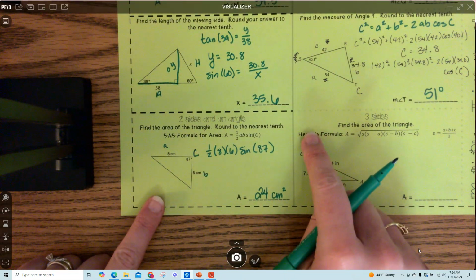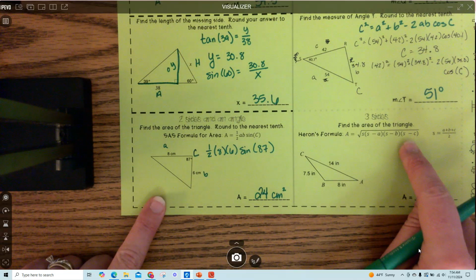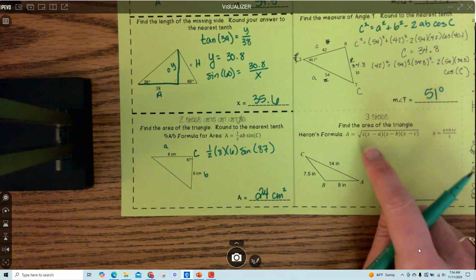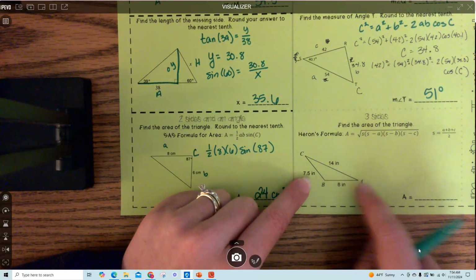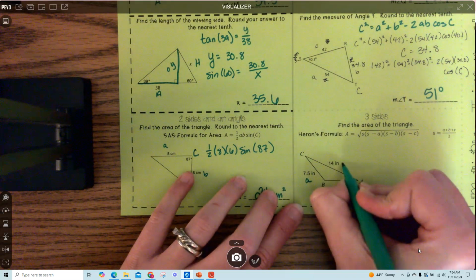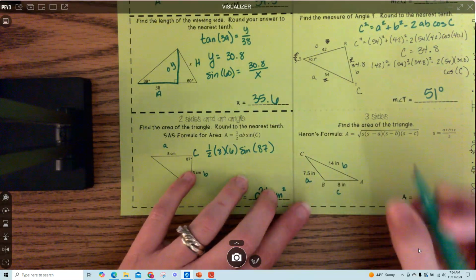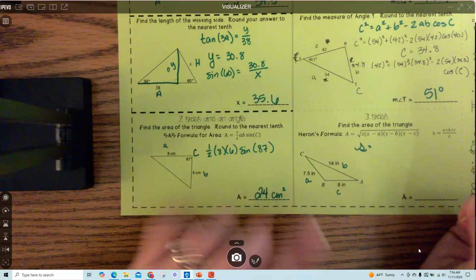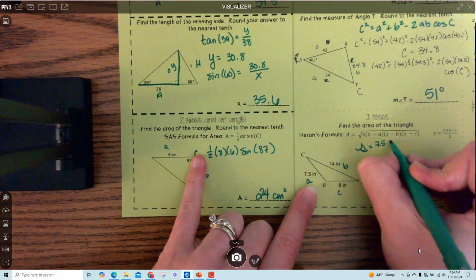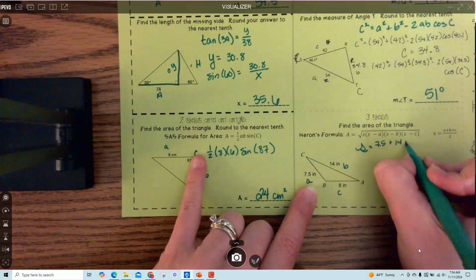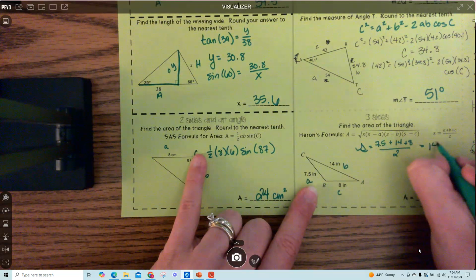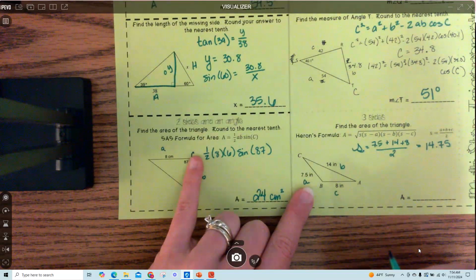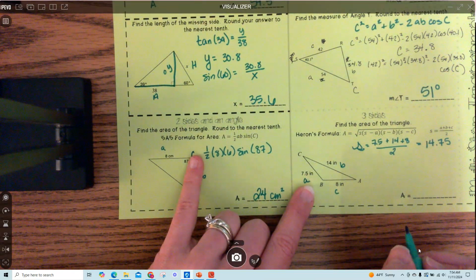We've also got Heron's formula, which is this. That little s that you see is this ratio here. So we have to find that before we do anything else. So looking at how this is set up, this would be little a, this would be little b, this would be little c. So s in this case would be 7.5 plus 14 plus 8 over 2. And that's going to give us 14.75. Absolutely type that in the calculator. For time's sake, I'm just not doing it here.